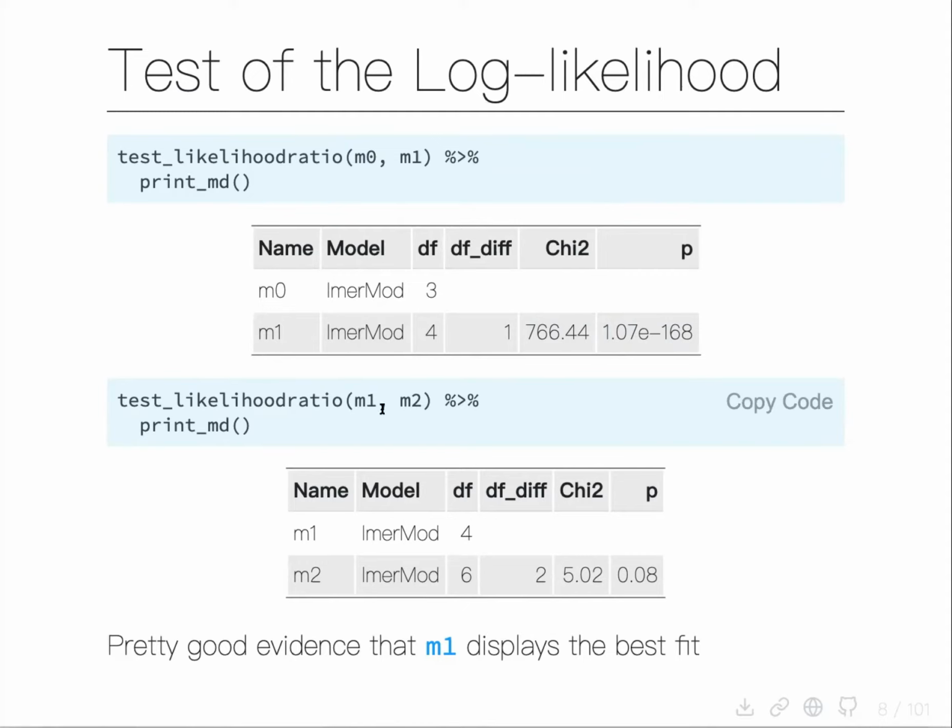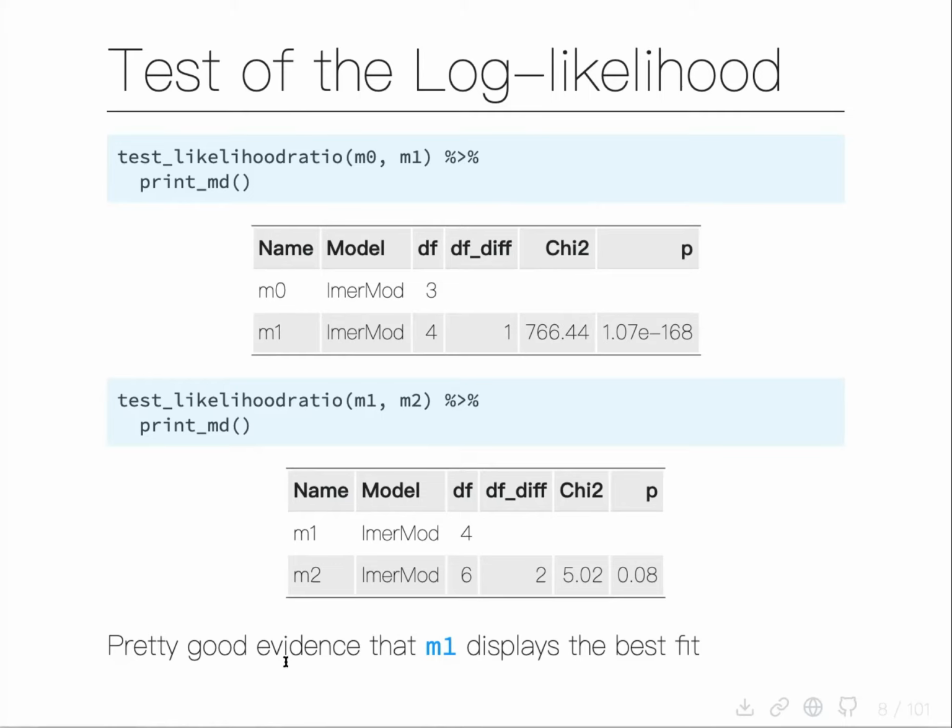And then here, we compare M1 to M2, and you can see the chi-square value is a lot smaller, and the p is above 0.05. I've mentioned a couple times that I'm not a huge fan of really hardcore decisions with p-values in particular, but this is just another source of evidence. I would rely on the AIC and BIC more, but if you have AIC and BIC both telling you the same thing and the test of the log likelihood is also telling you the same thing, then that's pretty good evidence for that conclusion, right?